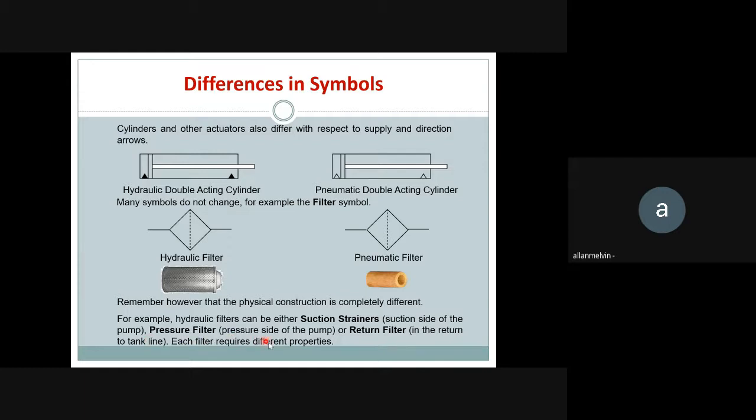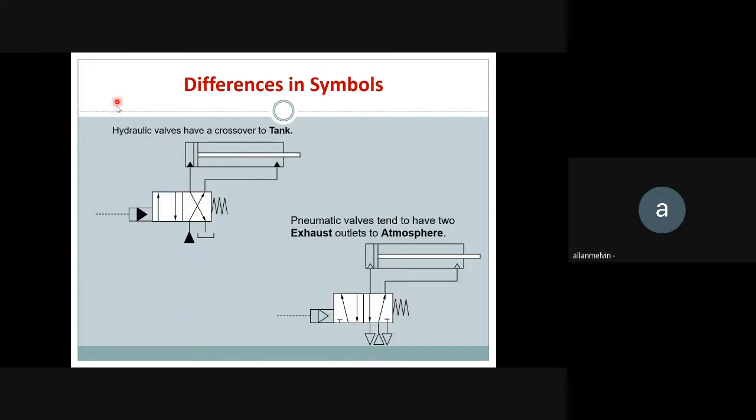Okay, so each filter requires different properties. Basically, what I need to tell you is that you as an engineer must know the components that you want to use. What's the limitation, what's the advantage, what it can filter, what it cannot filter. So you must have some knowledge on that. Hydraulic valves have a crossover to tank. This is the hydraulic side, and the exit must return to tank.